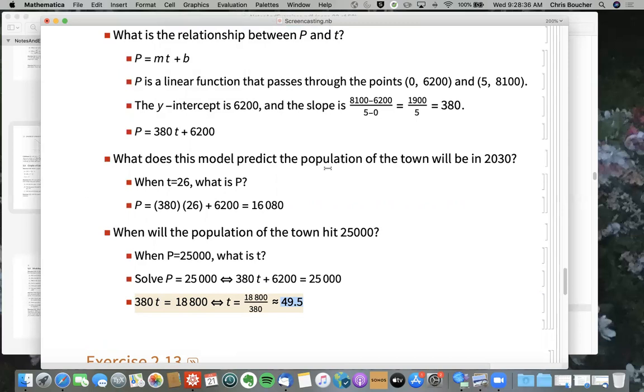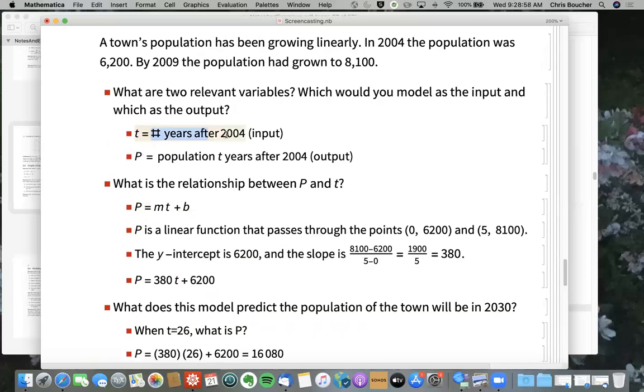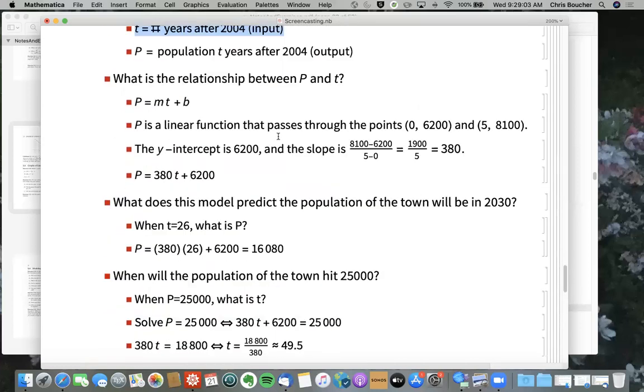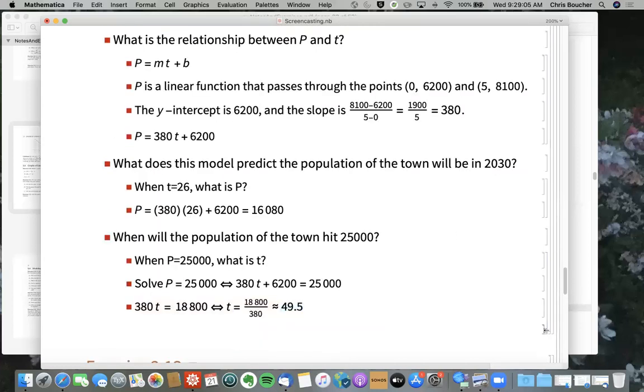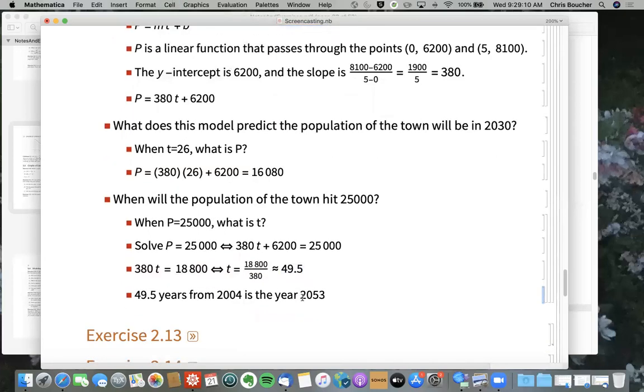If you asked me, going back to the previous question, what will the population of the town be in 2030? And you answer 16,080, that answer makes sense to me. If I ask you when the population will hit 25,000 and you say 49.5, I don't immediately understand what you're talking about, right? Because t is the number of years after 2004. So a better answer to the question would be to figure out what year this puts us in. And 49.5 years after 2004 puts us in 2053.